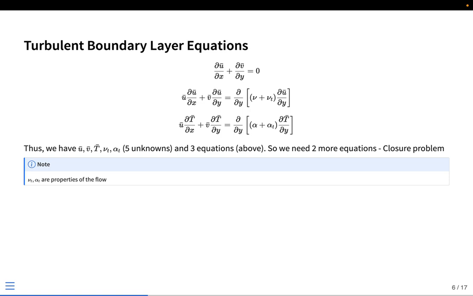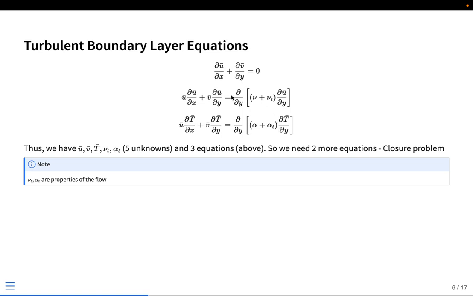There are several models currently available. If you are using any simulation platform, you will find several models available: k-epsilon, k-omega. You might hear all these terms again and again. All these are different ways to get the values of nu t and alpha t in a more physical way, grounded in other fundamental principles, which we'll not go into here. But the idea is we need one more equation.